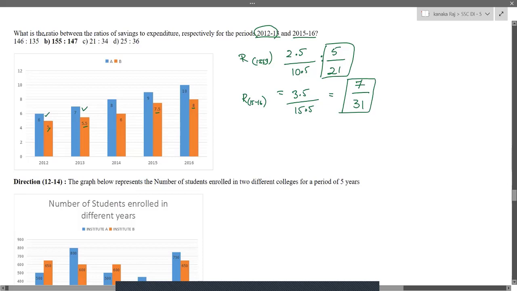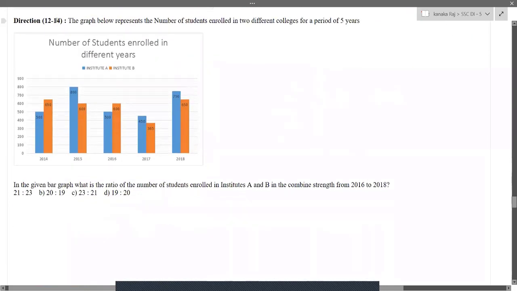Now I need to find what? I need to find the ratio of these two. So what is the ratio? 5 by 21 is to 7 by 31. Now these are in fraction. How do I convert it into whole numbers? Just I need to cross multiply this. So what will be the final ratio? 5 into 31 is to 7 into 21. 5 31s is 155, so it will be 155 is to 7 21s is 147. So do I have that in our options? Yes, option B, 155 to 147 will be my final answer.